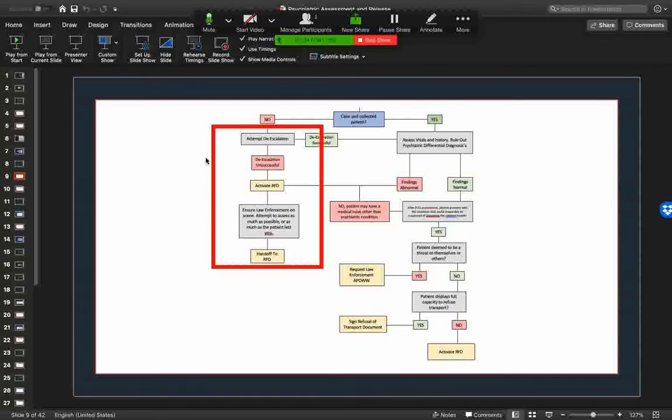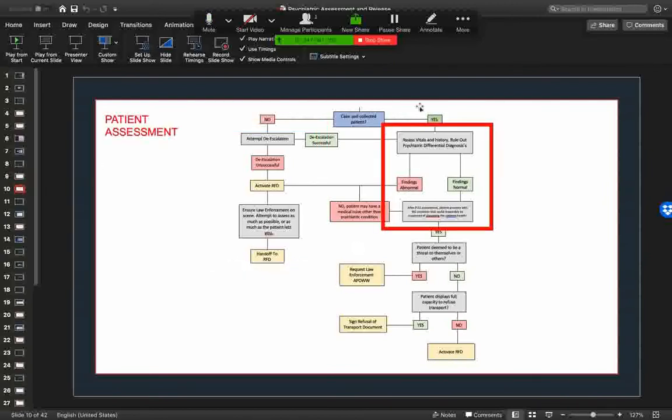Okay, so to recap, we haven't got a calm and collected patient, so we went over to this side. We've got the de-escalation. We've attempted that. That's unsuccessful, so we activated Richardson Fire Department and get them en route. Let's say we were successful. Now we're going to go on to assess vitals, history, and roll out psychiatric differential diagnoses, okay? So we'll kind of go into this part here, okay?